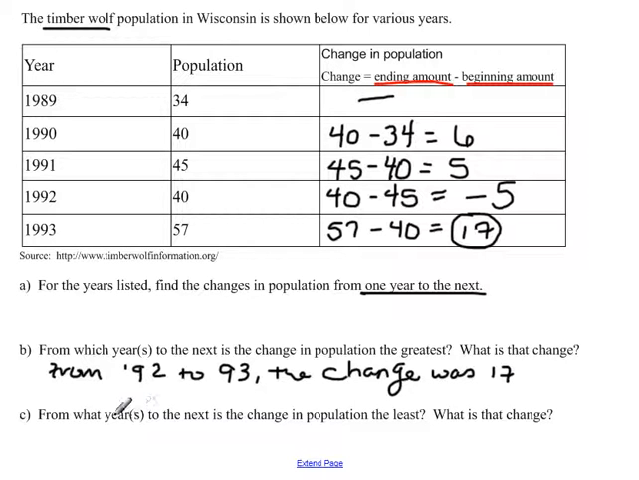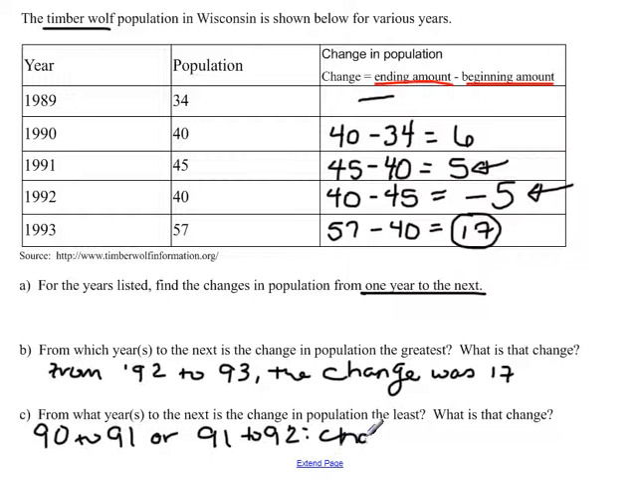And then for the next, from what years to the next was the change in population the least, well, notice that there were two where the change, both of them had an absolute value of 5. There was one year there was a change of 5 and another year where the change was negative 5. And so the change amount, when we talk about the change, these pieces are going to be the same, then we could say that the change was the least from 90 to 91, or 91 to 92. And those changes were 5 or negative 5.